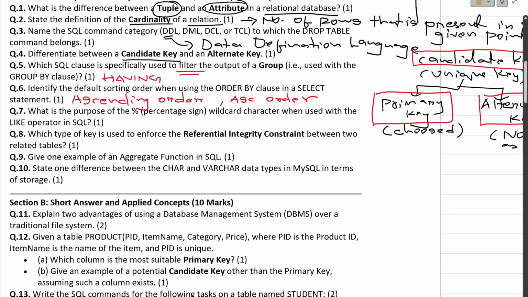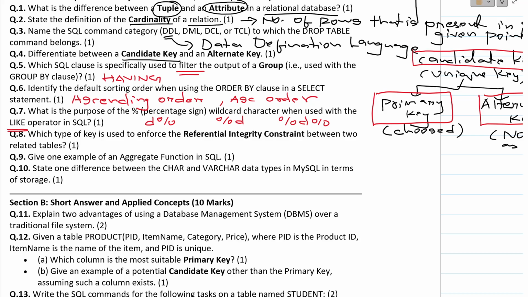Now number 7, what is the purpose of percentage sign wildcard character? See, here I need to explain one thing. We are using percentage sign for 3 things. Suppose let me write like this, and if I write like this, and there is also another way we are writing like this, and of course by using the like operator. Do you know the difference between these 3, the percentage sign that is mentioned here? Think for a moment.